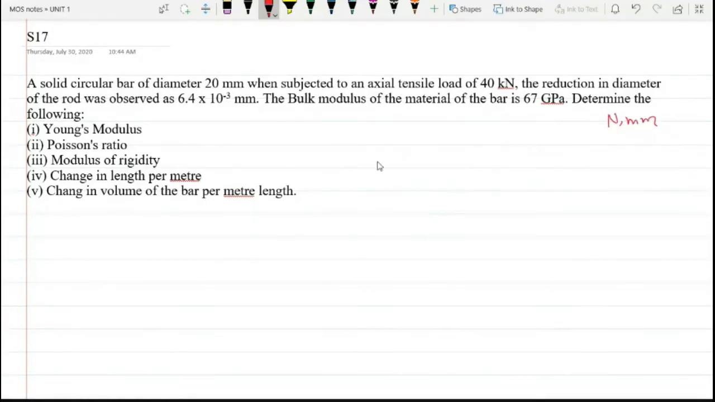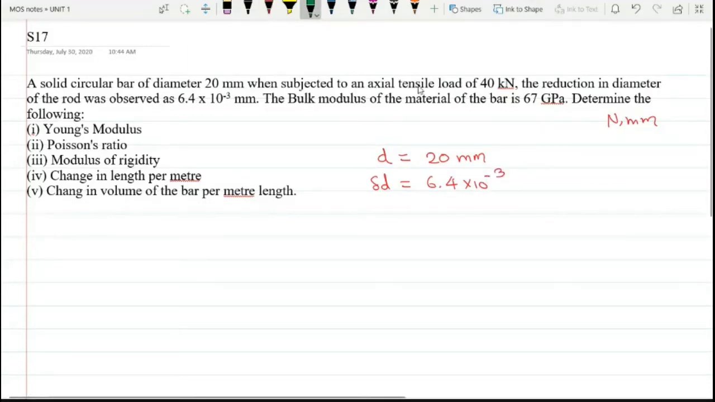So what are the given data? First, your diameter is given. So your diameter is 20 mm. And the change in diameter is also given. Change in diameter is del D, which is 6.4 into 10 power minus 3. Del D is also given.